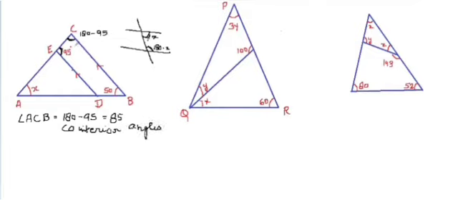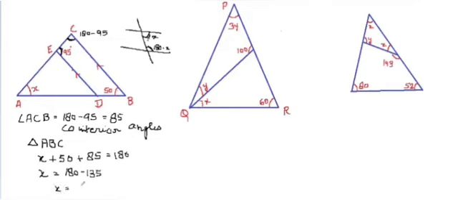Now we can see in triangle ABC. I am taking the triangle ABC. Now angle A plus angle B plus angle C will be 180. So I can write x plus 50 plus 85 will give you 180. Now I can add them. So 50 plus 85 is 135. I can subtract 135 on the other side. So here the value of x is 45.